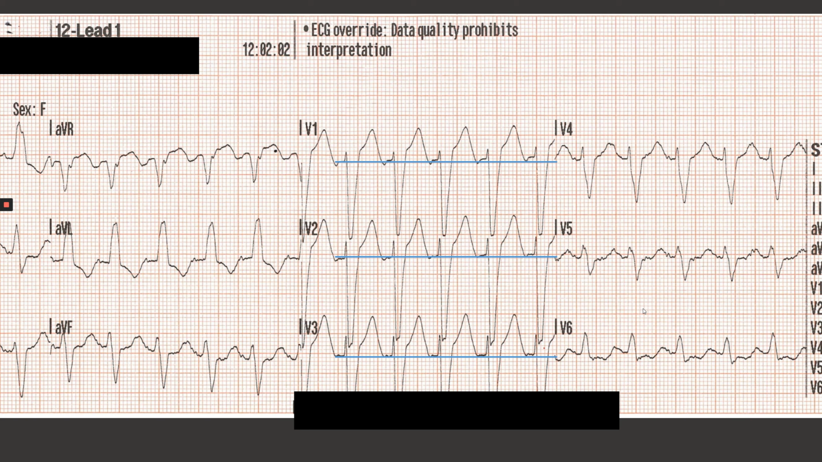So if I take a quarter of 22, it's like 5 point something. The height of my J point on the ST elevation is 3, so it's not greater than that number 5 that we got. It's not greater than 25%. So it's a negative. Based off everything that we just did, this person would not be having a STEMI according to this criteria. So we're like 99% sure that this person is not having a STEMI. Going back to that sensitivity and specificity there.